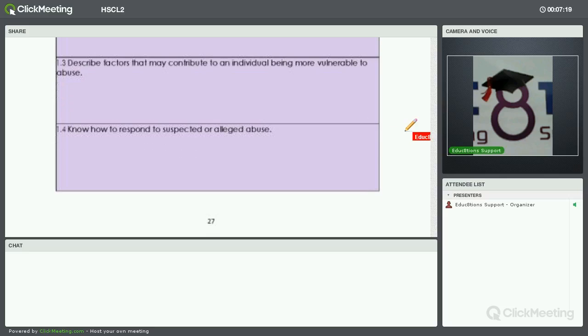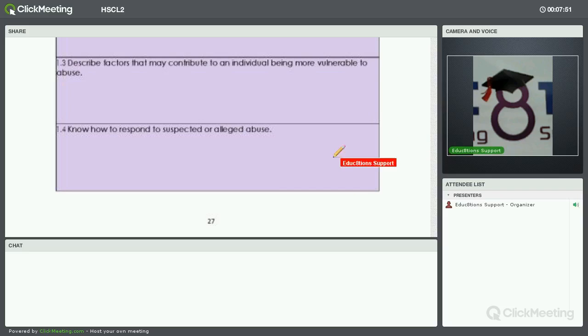If you're struggling with any questions at all, do what I always do. I read them out loud three, four times, break them down into half. Look at that: describe factors that may contribute to. So what does that mean? And then once you've broken that down in your own saying, add it on to an individual being more vulnerable to abuse. It takes a little bit of time, but it can be easier than just giving the wrong answer.